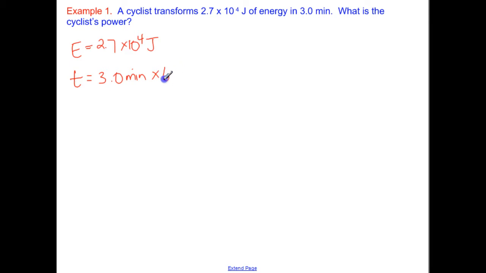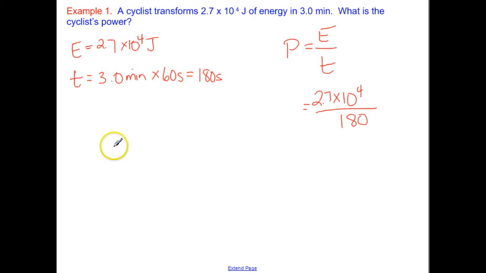There are 60 seconds in 1 minute. So if we multiply 3 by 60, we end up with 180 seconds, which is the same thing as 3 minutes. And what we want to do is calculate the power of the cyclist. The power output of the cyclist is his energy divided by time. And so we end up with 2.7 times 10 to the 4 divided by 180.